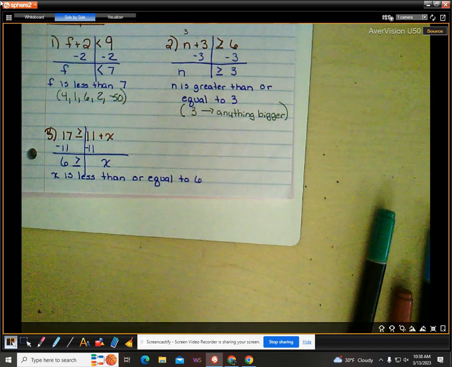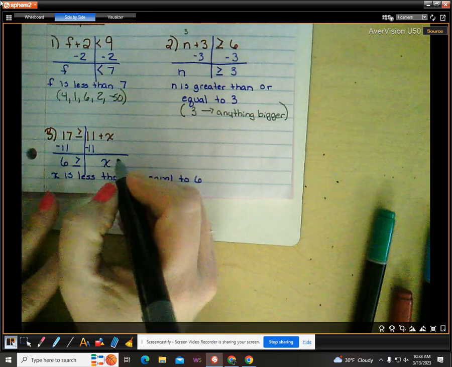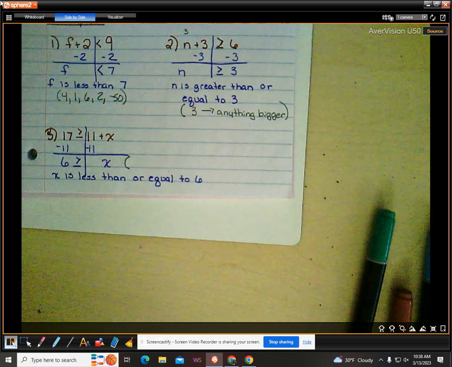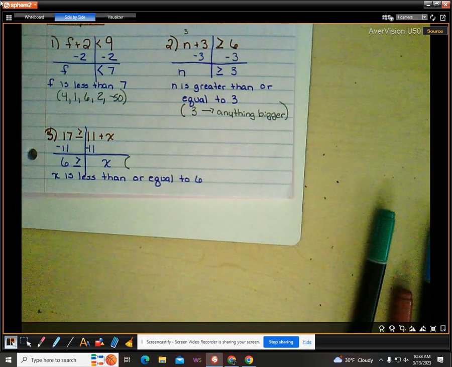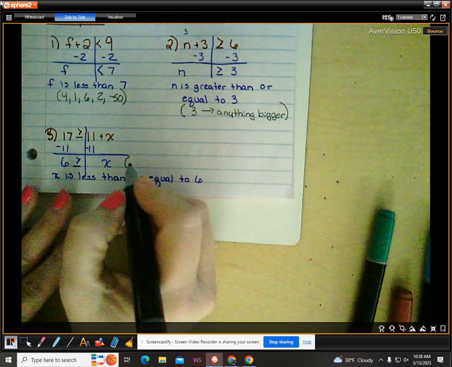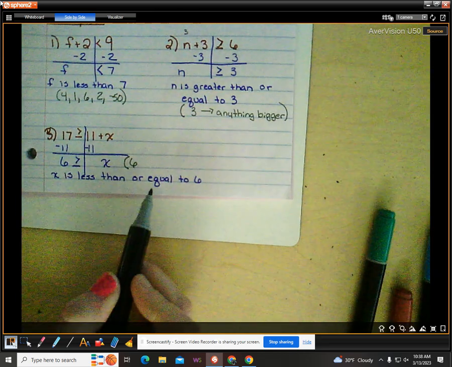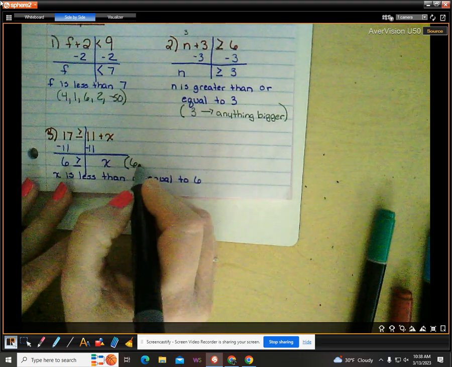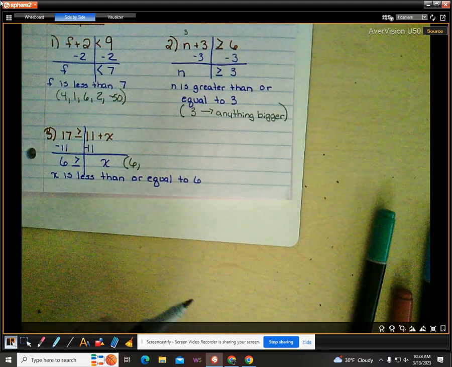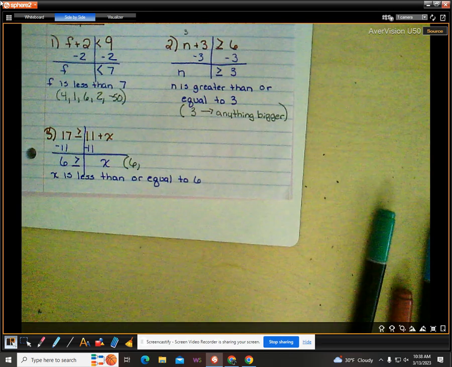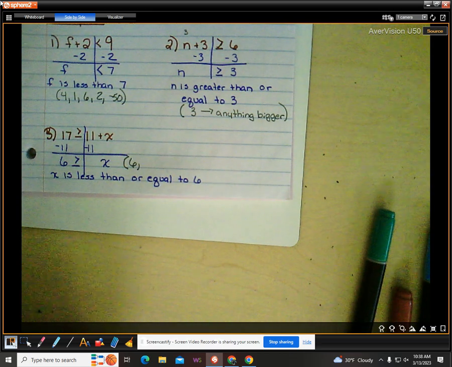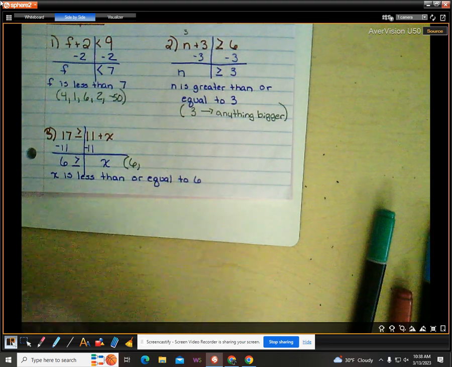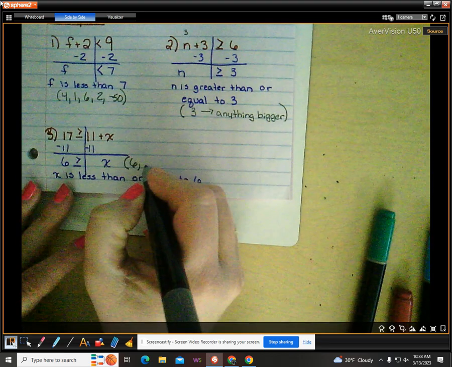If x needs to be less than or equal to 6, what could x possibly be? What's one number, Kylie? There's an infinite number of possibilities. What's one? 6. It could be 6 because it says it could be equal to 6. What else could x be? If it needs to be less than or equal to 6, what else could x be? CJ? Any negative number, because that is less than 6.